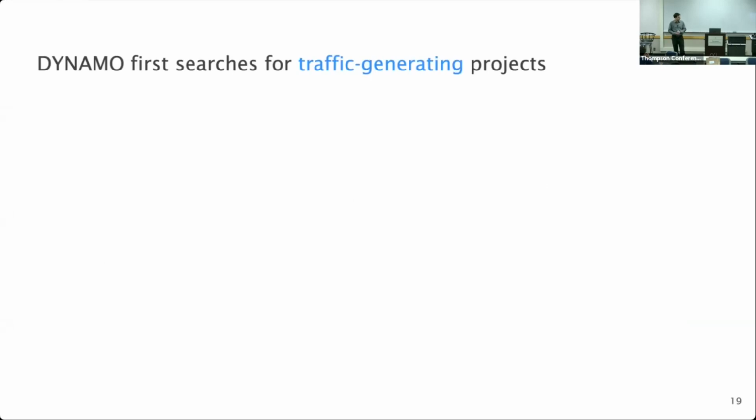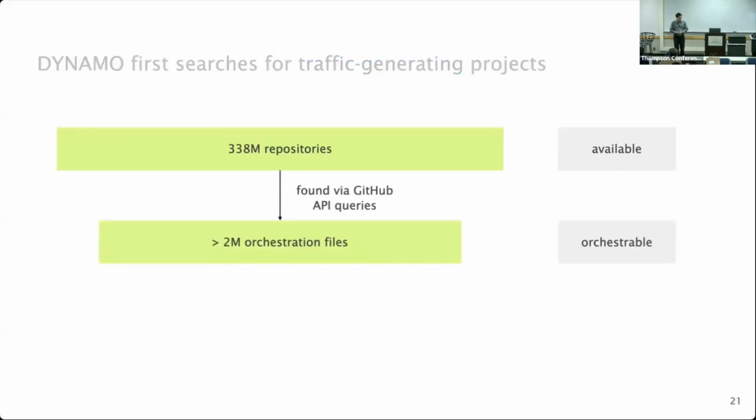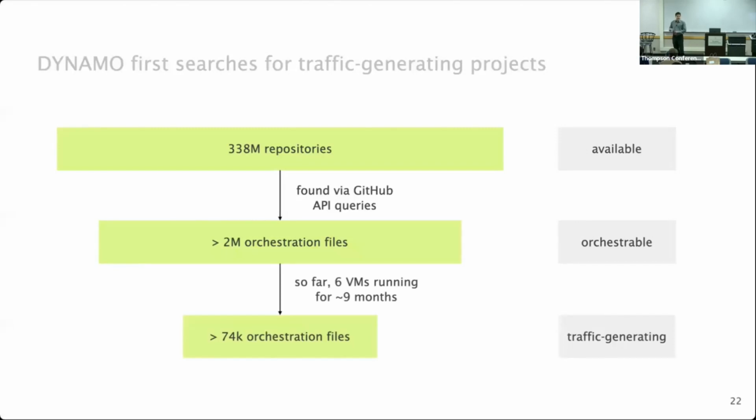So as I said, Dynamo needs to know which projects generate what kind of traffic. And for that, we can once again start with these 338 million repositories that currently are on GitHub. So we used various search API queries in order to identify around 2 million of these orchestration files that belong to various different open source projects. And then over the last 9 months, we had 6 VMs constantly running, which iteratively tried one after the other in order to run them and then hopefully get some network traffic out.